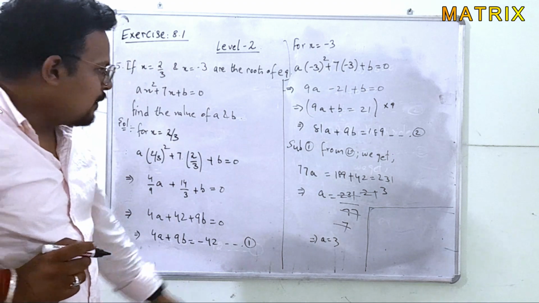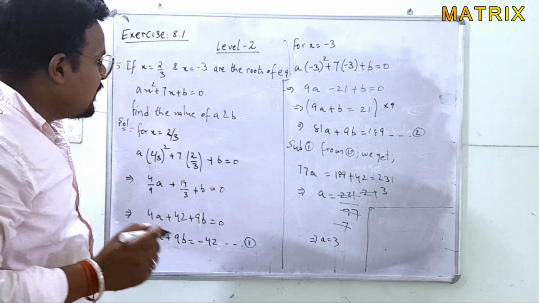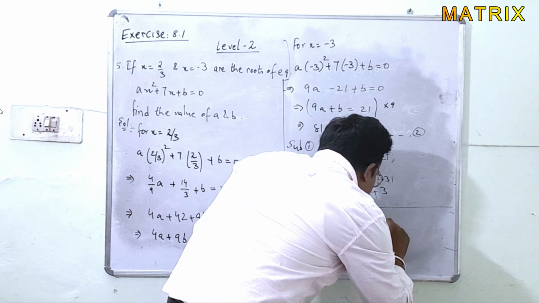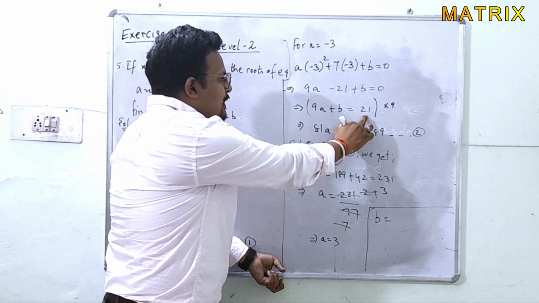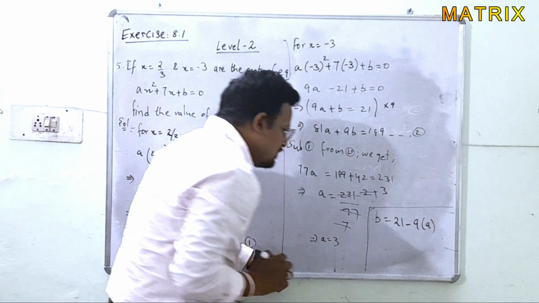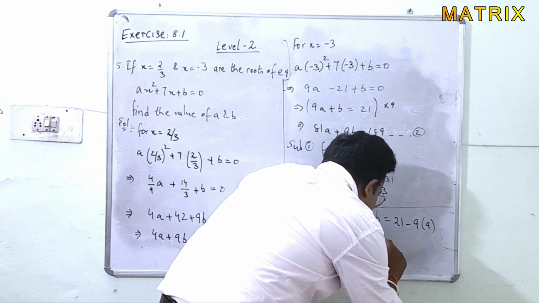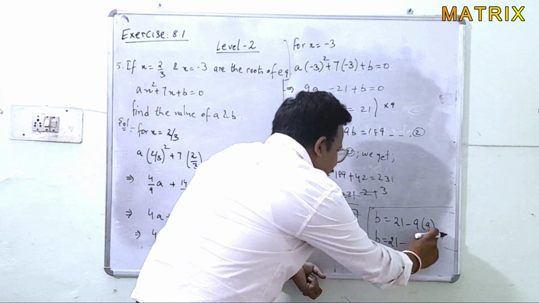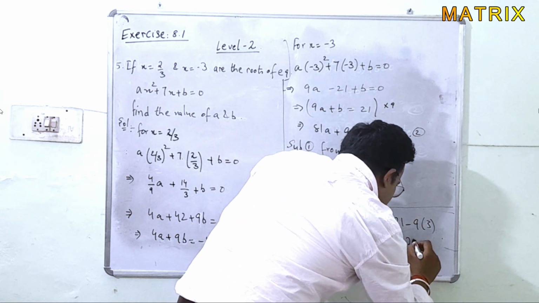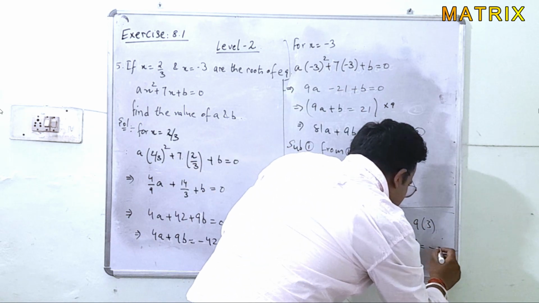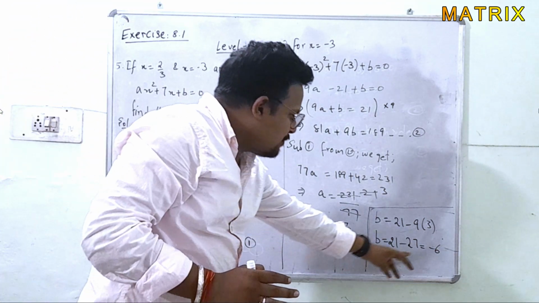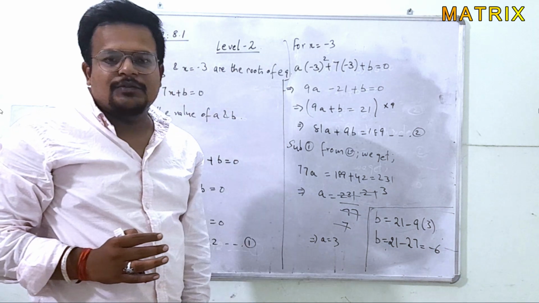Alright. Now again, if this a is equal to 3, then we can also find out the value of b from here. Yes or no? So how will the value of b come? b is equal to 21 minus 9a. But what is the value of a? A is 3. So b is equal to 21 minus 9 3s are 27. So this will be equal to, so this is minus 6. Yes or no? So this is something we wanted to find out, the value of b that is equal to minus 6 and a that is equal to 3.